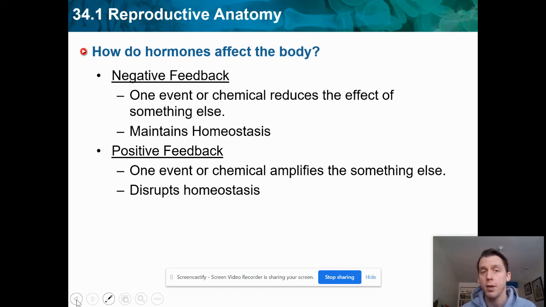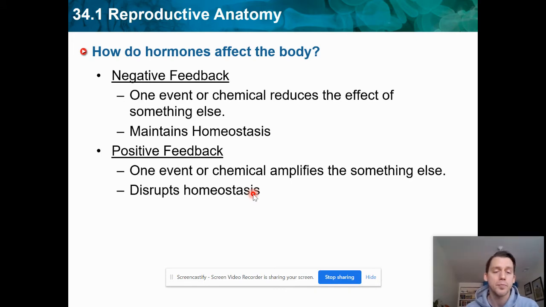Positive feedback, on the other hand, is going to do something that's different. Positive feedback is when one event amplifies another event. So imagine you're in a race. You're driving and you want to keep going faster and faster, because you want to win the race. So you keep accelerating instead of pumping the brakes. That's positive feedback. Positive feedback is not maintaining homeostasis. It's the opposite. It's like defying or disrupting homeostasis.